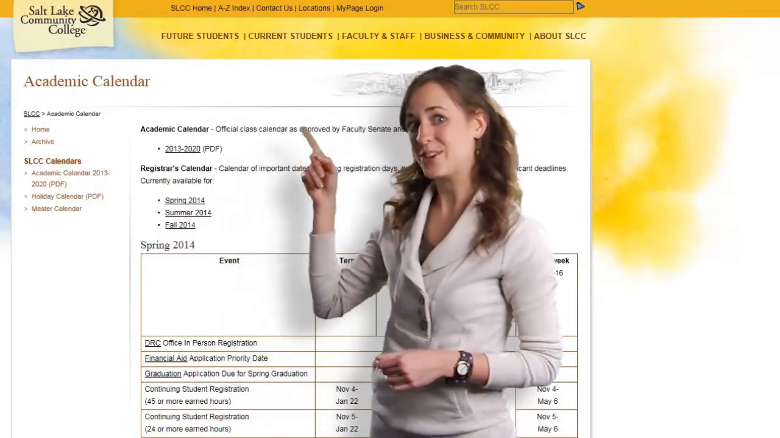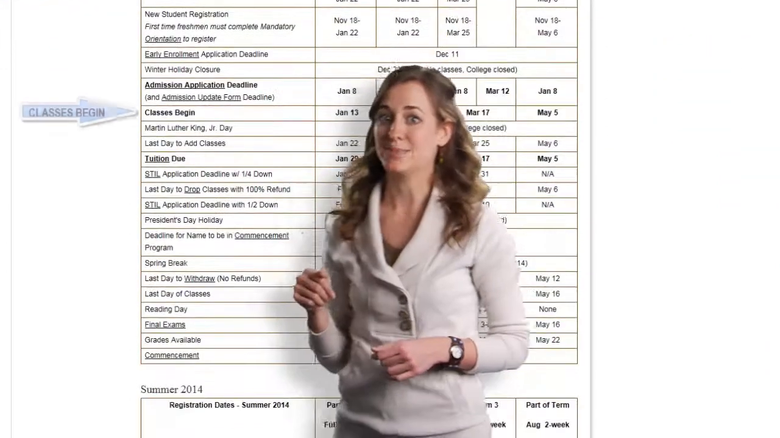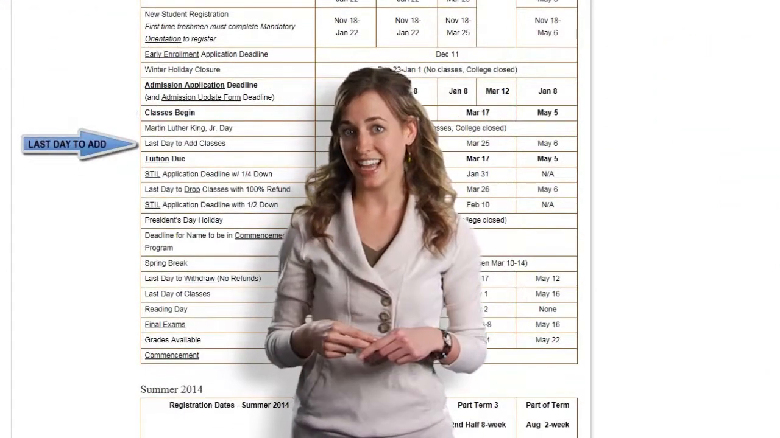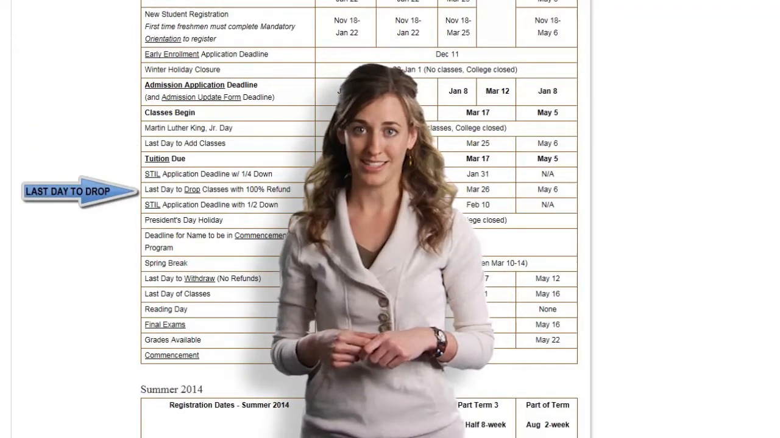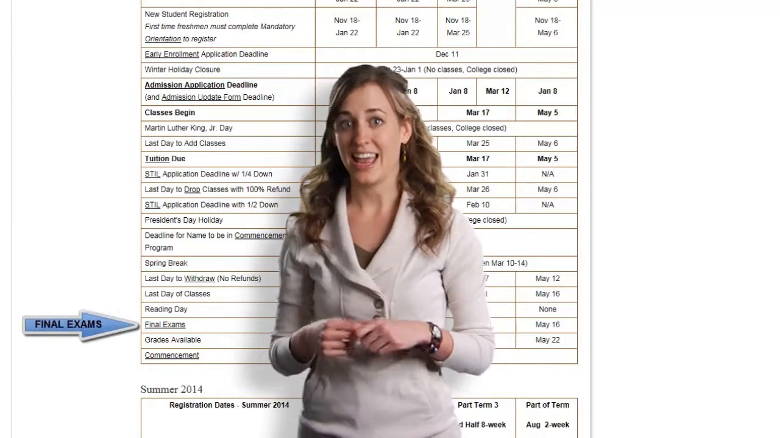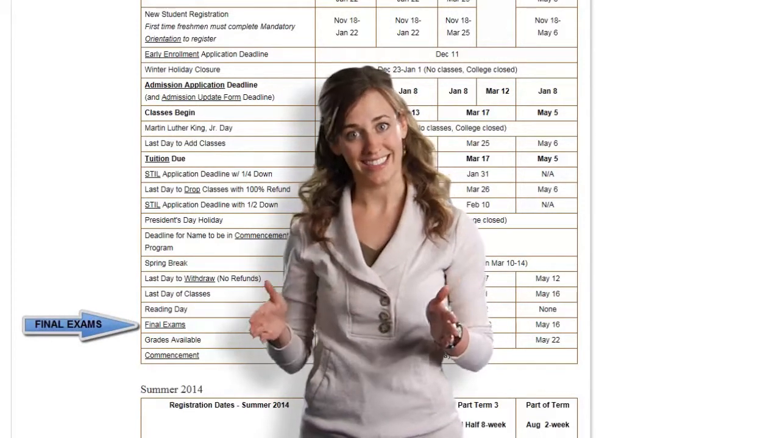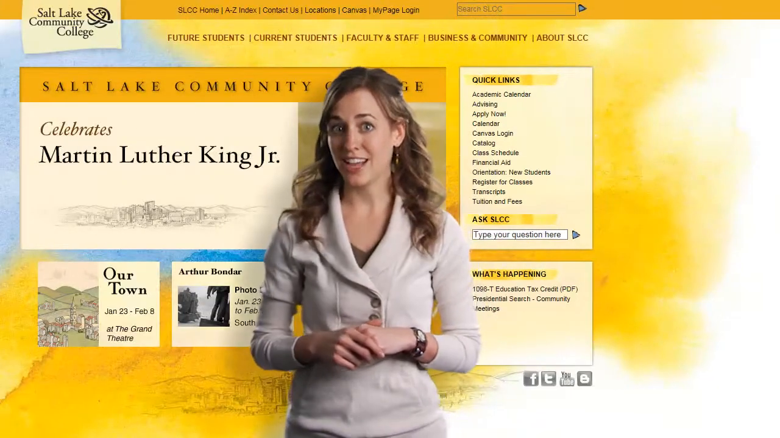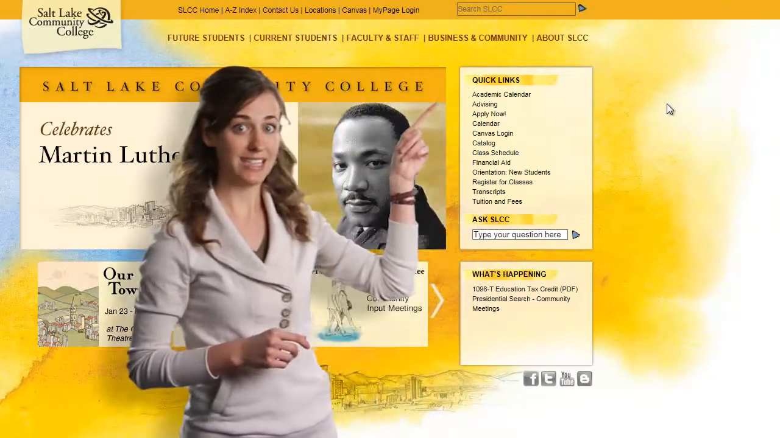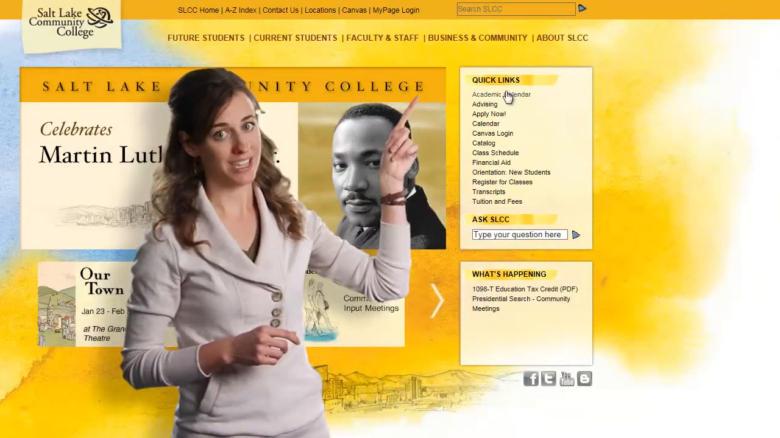On our academic calendar, you can find important dates, like when classes begin, the last day you can add a class, when tuition's due, the last day you can drop or withdraw from a class, the last day of classes, and when final exams begin and end. And finally, when your grades will be available. The academic calendar is located under the Quick Links tab in the Salt Lake Community College website.